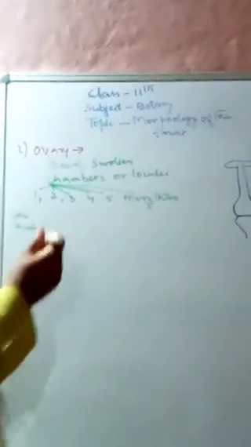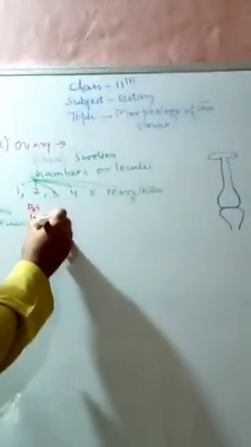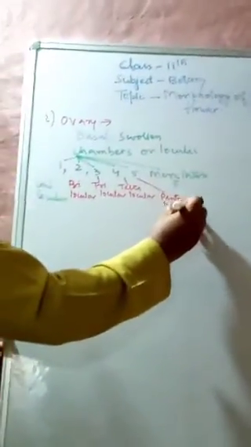Similarly, when we have two, we call it bilocular. When there are three, we call it trilocular. When we have four, we call it tetralocular. When we have five, we call it pentalocular.